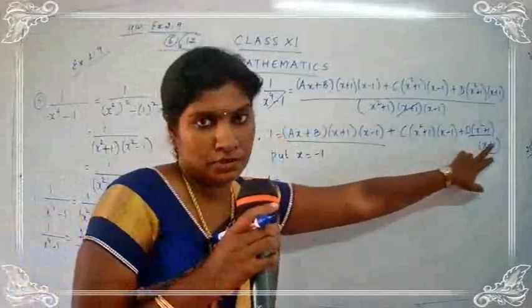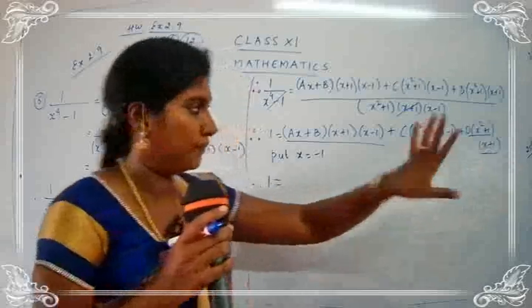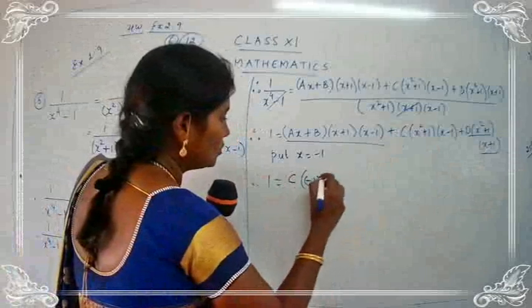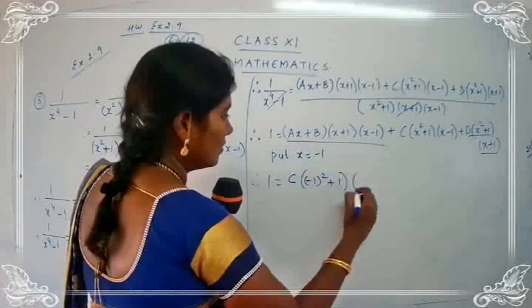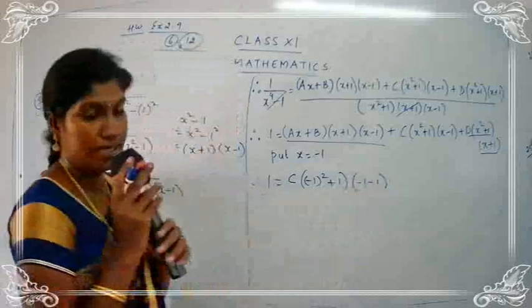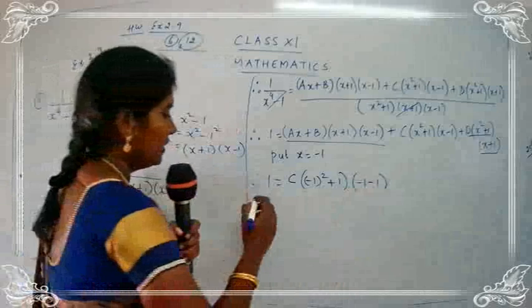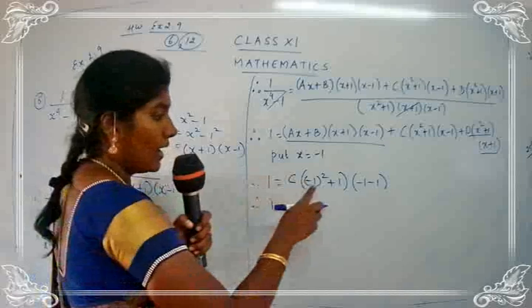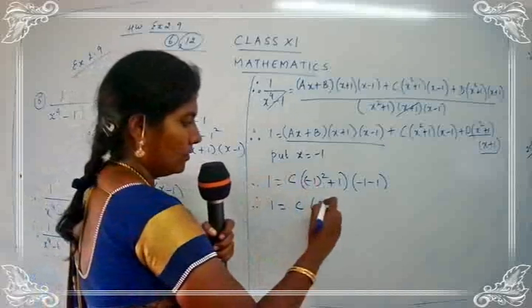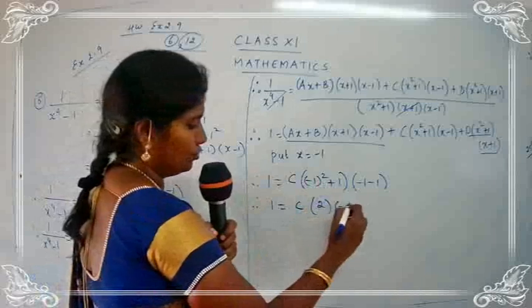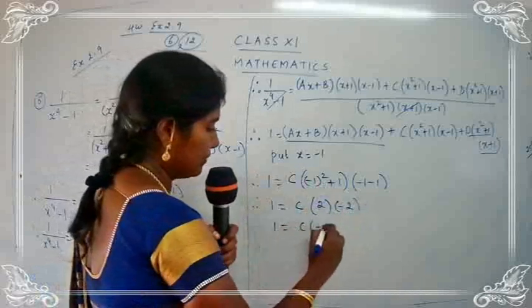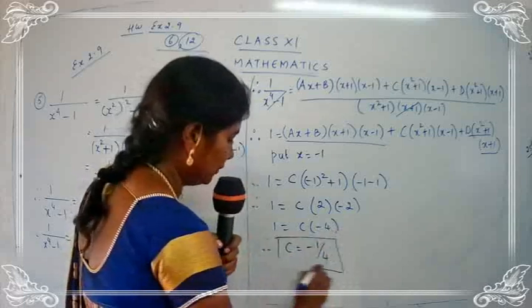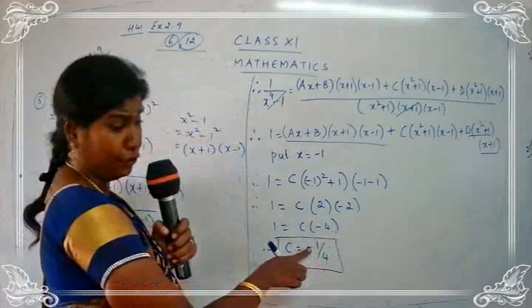And here also you have x plus 1. So minus 1 plus 1, 0. So what is left now here? C into minus 1 the whole square plus 1, minus 1 minus 1. This is what is left. Only the c term was left. Therefore 1 is equal to c into minus 1 the whole square plus 1, which is 1 plus 1, 2, into minus 1 minus 2. So 1 is equal to c into minus 4. Therefore c is equal to minus 1 upon 4. I have just taken the negative sign to the numerator part.